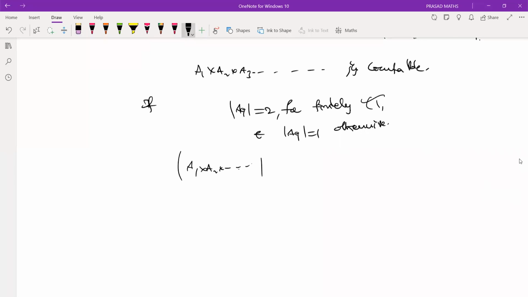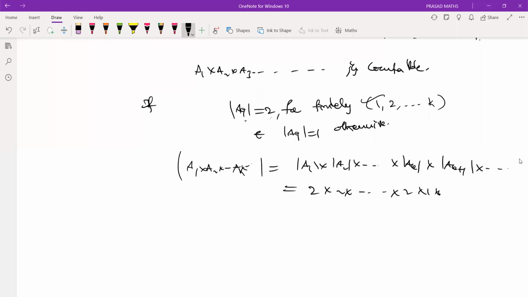Suppose finitely many means, without loss of generality, 1, 2, 3, 4. Cardinality of A1 is 2, cardinality of A2 is 2, cardinality of A3 is 2, cardinality of A4 is 2, cardinality of AK is 2. Suppose you assume like this without loss of generality. So this is nothing but cardinality of A1, cardinality of A2, going on, cardinality of AK into cardinality of AK plus 1, going on. So this is nothing but 2 into 2 into 2 into 2 into 1 into 1 into 1, after this all are 1. Therefore, this is 2 to the K. It's a finite number. Therefore, in this case also we can conclude that the infinite Cartesian product is countable.